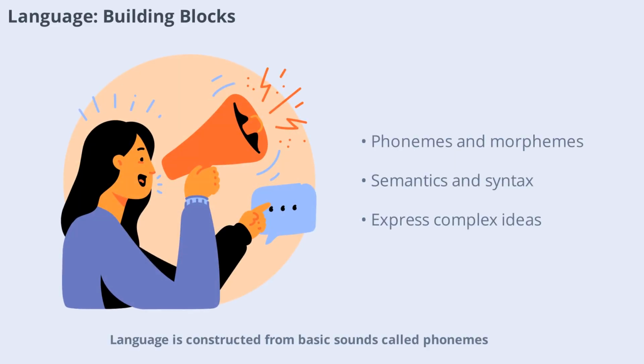Language is constructed from basic sounds called phonemes, which combine to form morphemes, the smallest units of meaning. Semantics refers to the rules for deriving meaning, while syntax governs word order in sentences. These building blocks enable us to communicate complex ideas and share knowledge. Understanding language structure is essential for appreciating how we express and interpret thoughts.